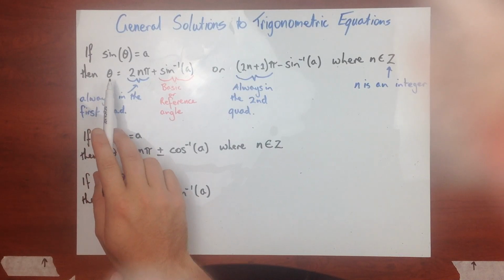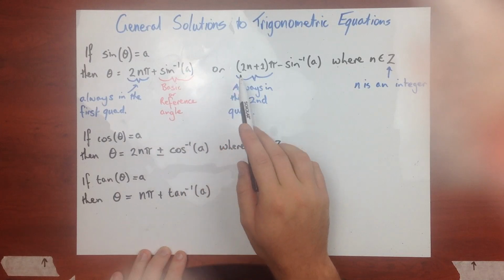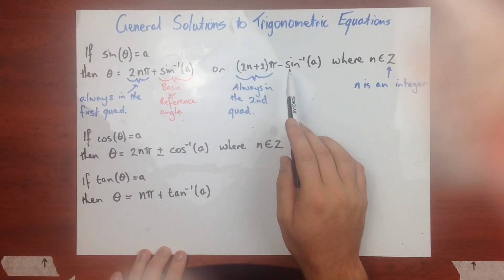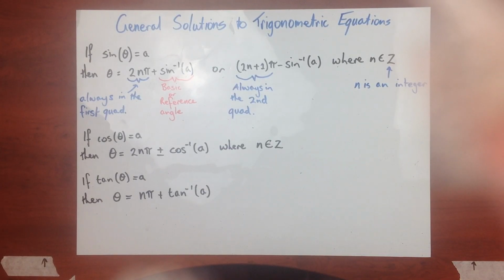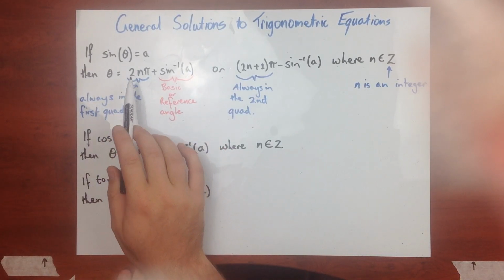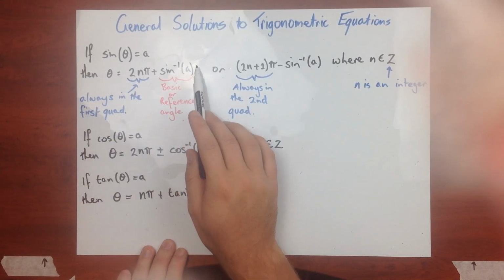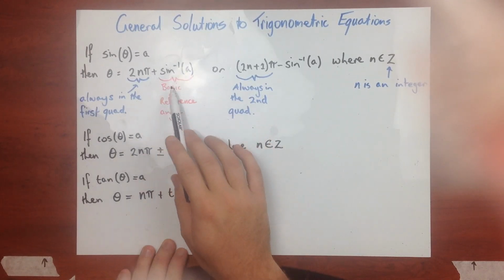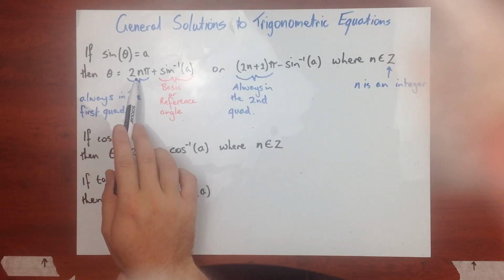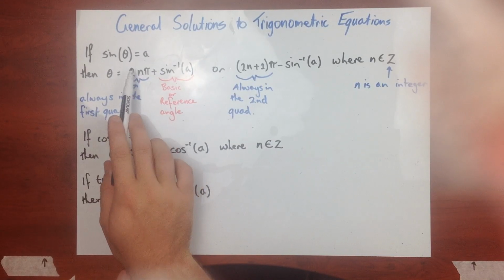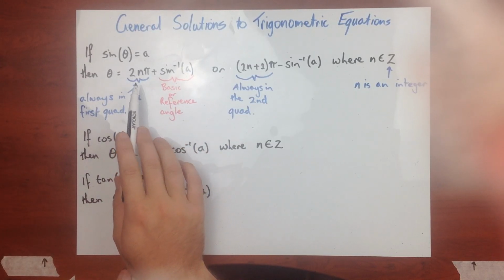Then theta equals 2n pi plus inverse sine of a, or (2n plus 1) pi minus the inverse sine of a, where n is an integer. I'll just go through what this means. This 2n pi means that we're going to be looking at our angle in the first quadrant. This part gives us our basic angle or our reference angle, and this means that we're always going to be in our first quadrant. If n was 0, then all of this is 0 and we're just at our basic angle, in our first quadrant.